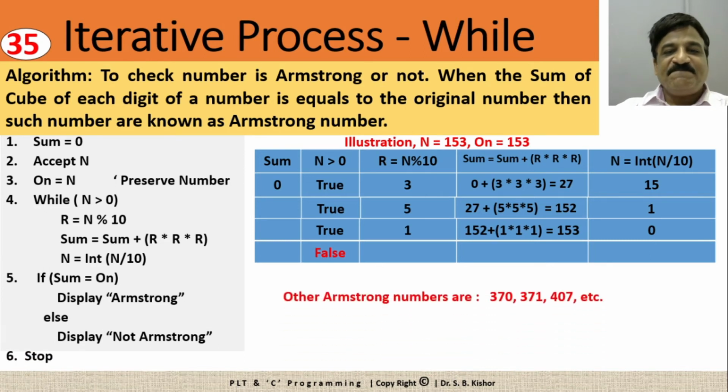Now the other Armstrong numbers are what? 370, 371, 407. These are some of the Armstrong numbers. So you can try with these numbers and check whether you are getting the result Armstrong or not. Okay, that is the only way to practice.